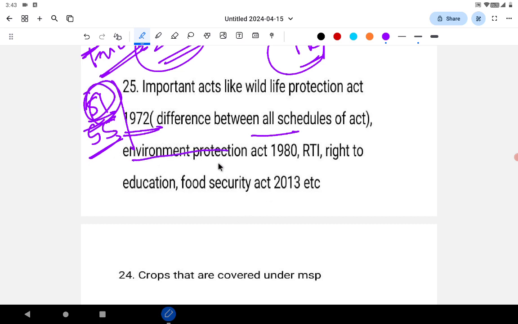Study about the Environmental Protection Act, RTI, Right to Education, Food Security Act. In the Environmental Protection Act, the bodies constituted under it, I think the Groundwater Board or Groundwater Authority, it is formed under the Central Groundwater Board. It was formed under the Environmental Protection Act, and that question was asked two times.